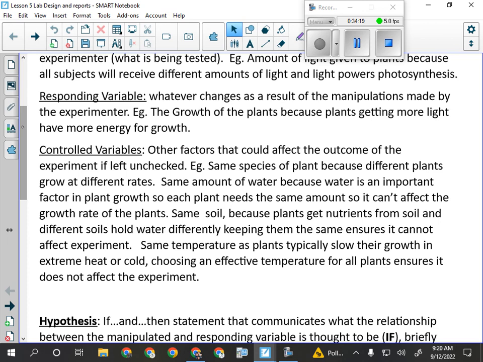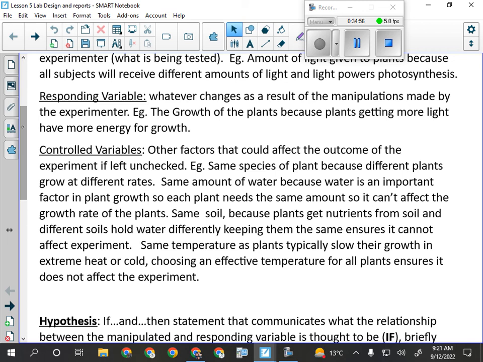Are there other factors other than light that can affect the growth of a plant? Water, soil, temperature. A lot of other things can affect the growth of a plant. What do I need to do with those things? Make sure every plant gets the same amount of all of those. Exactly, control them. These are my controlled variables. I know these other things can affect what I'm studying, but I only want to know the effect of light.